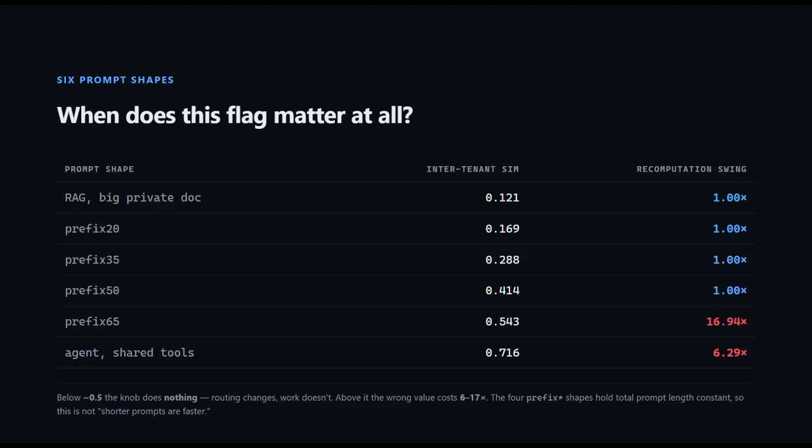But here's the part I didn't expect. I built 6 different prompt shapes and swept every one. Below about 0.5 inter-tenant similarity, the threshold changes which slot gets picked and changes no work at all. Recomputation is identical at every setting. Above it, the wrong value costs 6 to 17 times. So there's a boundary, and it's measurable from the server's own log before you tune anything.